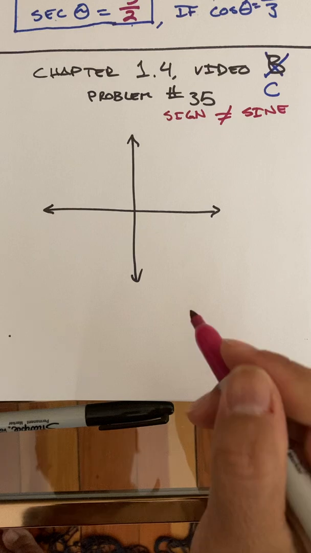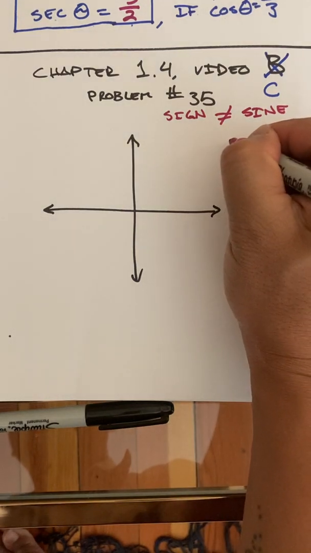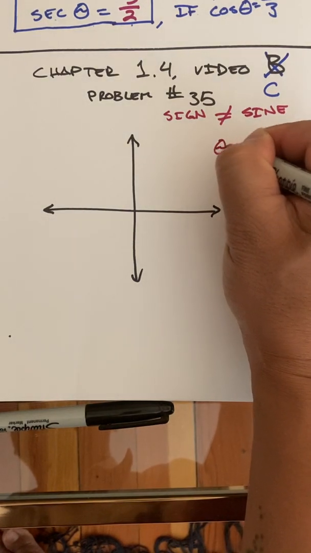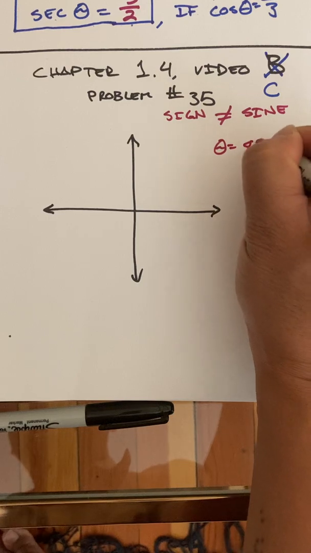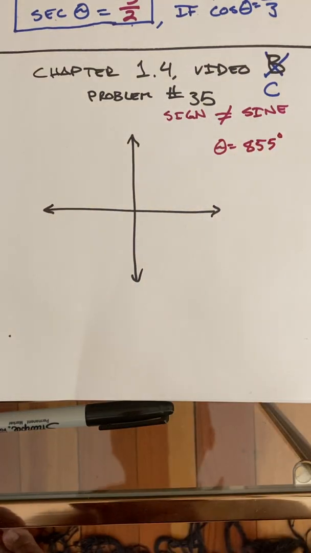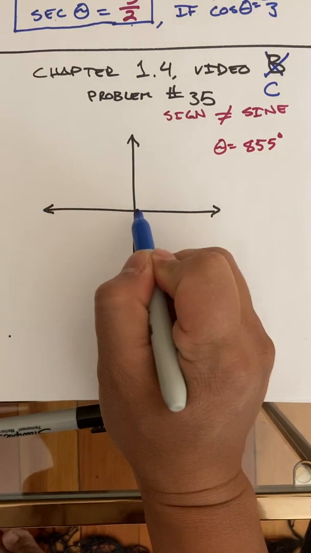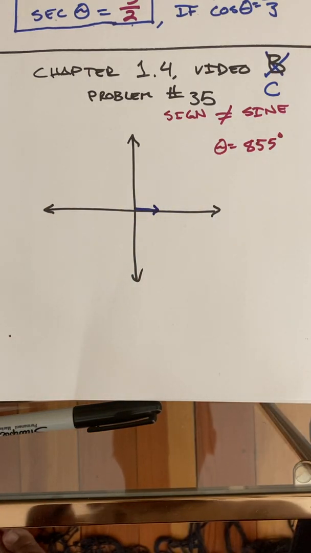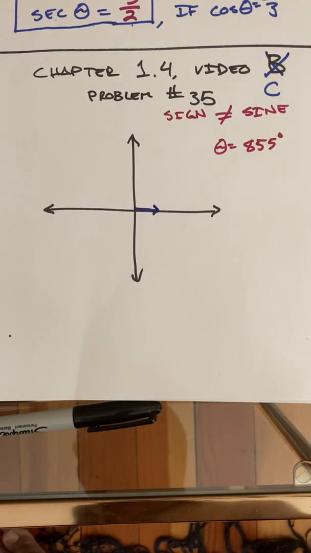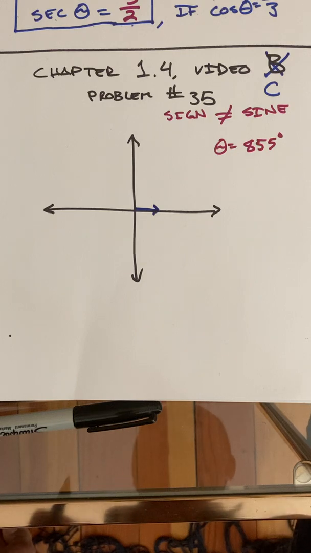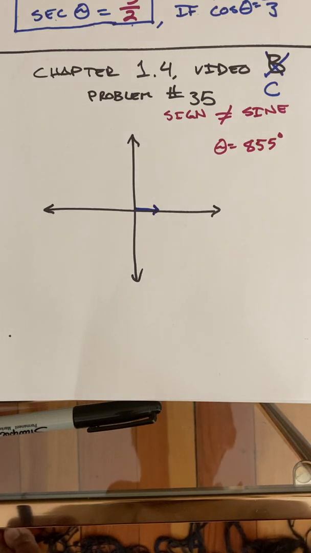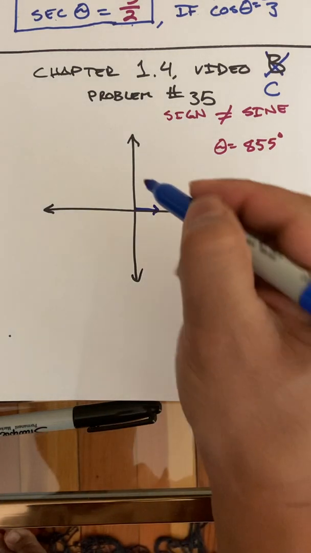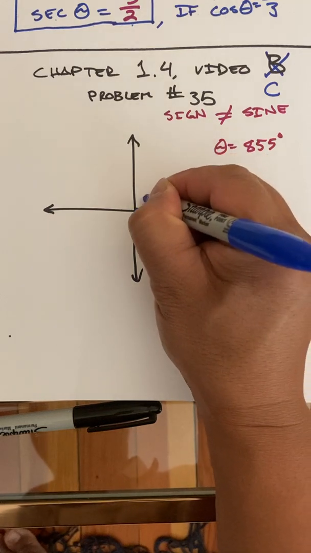All right, so for problem 35, we are given that theta is 855 degrees. Now, the first thing we've got to do is just find that angle from standard position. So we start at 0, right? That's our 0 angle. And then we're going to go in the counterclockwise direction 855 degrees worth.